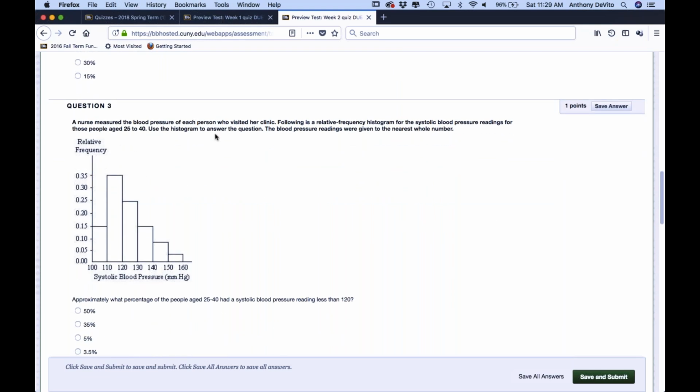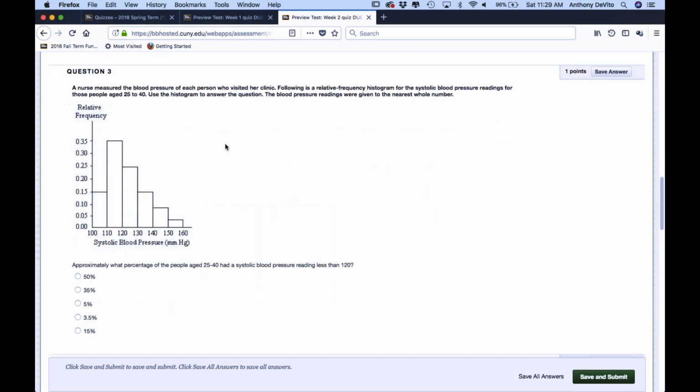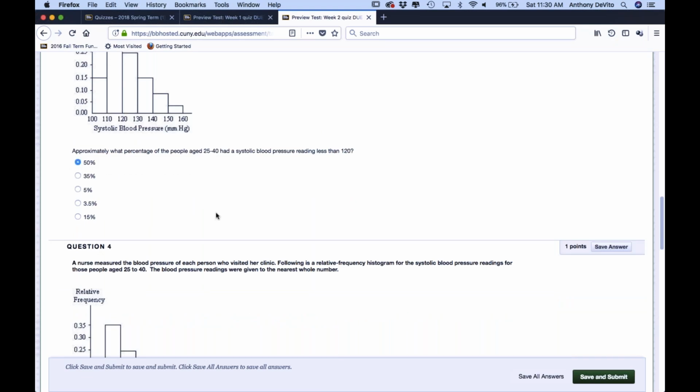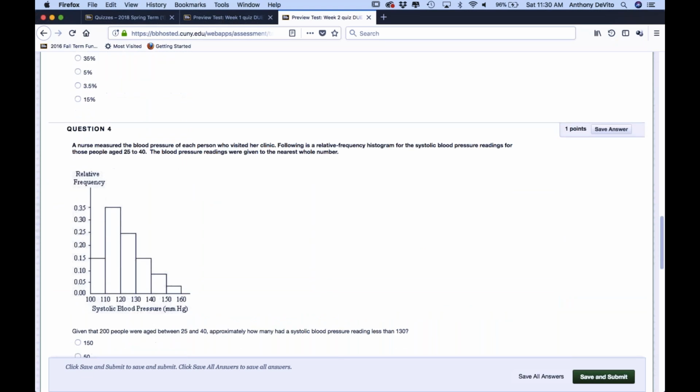A nurse measured the blood pressure of each person who visited her clinic, following a relative frequency histogram for systolic blood pressure readings for those people aged 25 to 40. Same one, same chart. Approximately what percentage of people aged 25 have systolic blood pressure less than 120? Well, less than 120 would include both of these bars in the histogram. In other words, 35% and 15%. So half of the people, 50% of the people, would have a blood pressure between those two values.